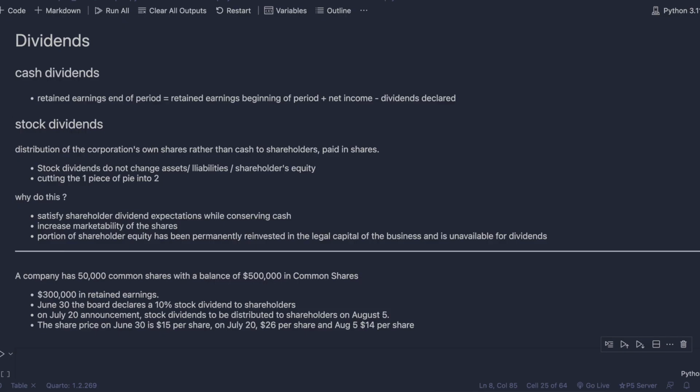A company has 50,000 common shares, with a balance of $500,000 in common shares, $300,000 in retained earnings. On June 30th, the board declares a 10% stock dividend to shareholders. On July 20th, announcement that stock dividends to be distributed to shareholders on August 5th.